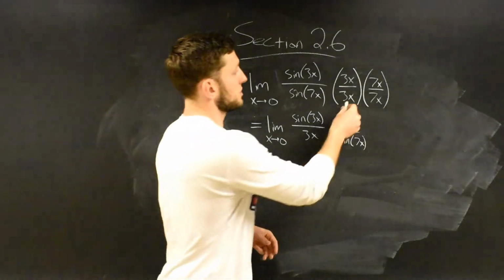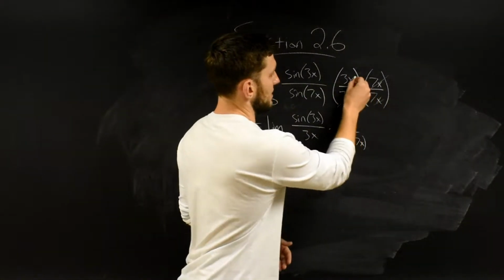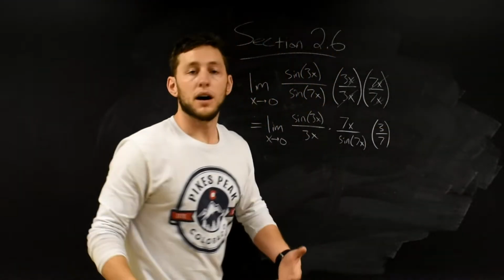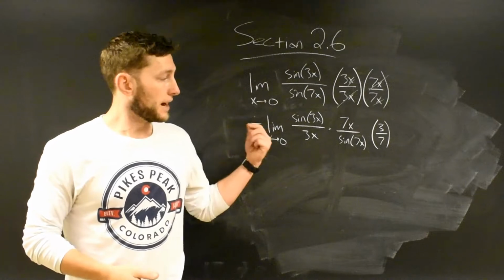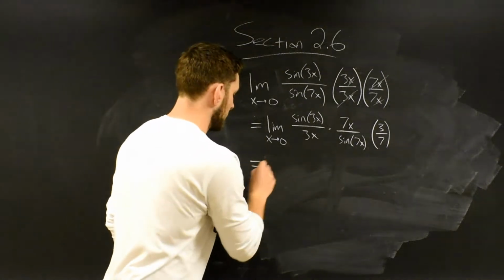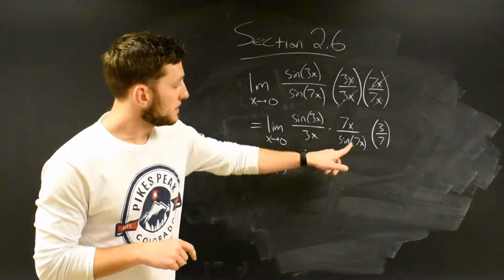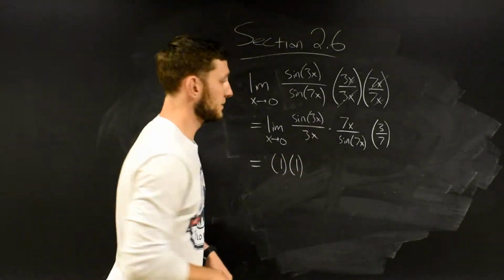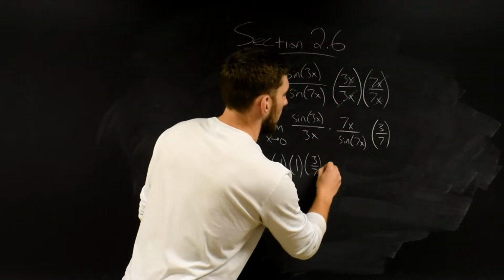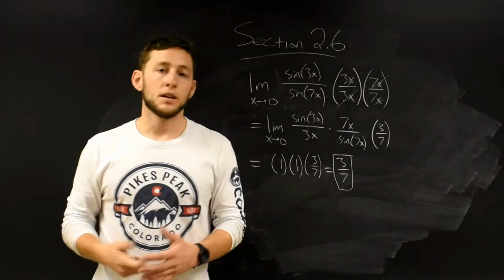Now notice I've used the 3x and I've used the 7x, and I have an x on top and bottom which can cancel. So I'm left with the fraction 3 over 7 on the outside. Now if we were to take this limit, turns out we can just take the limit of each individual thing. By our rule, this limit right here limits to 1. This function right here also limits to 1. And last but not least, this guy right here just stays 3/7, ultimately giving us an answer of 3 over 7. That's how we use these trig rules.